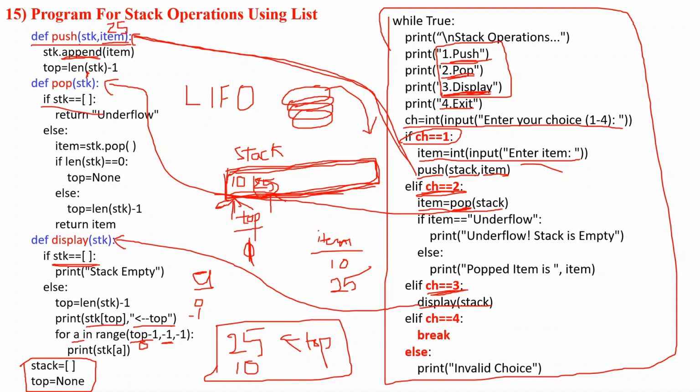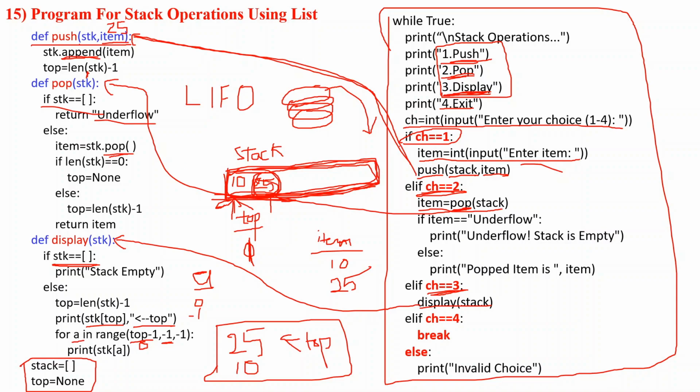If there is no element in this stack, then it will display underflow. But are elements there? Yes dear, there are two elements. Then we need to delete the recently stored value. This one we need to delete. Item equal to stk dot pop. There is a function available in list. Pop means it will remove the last element.